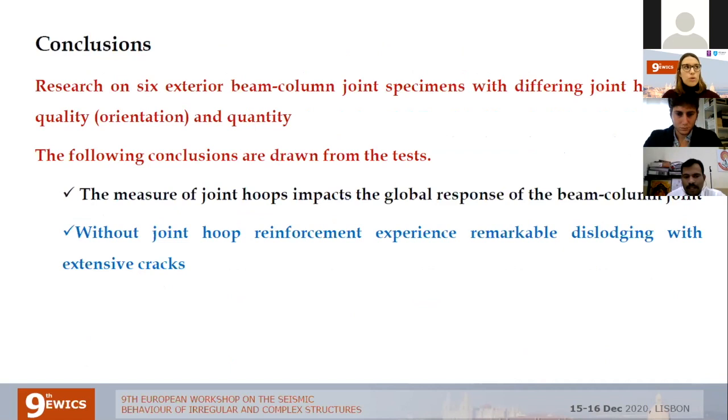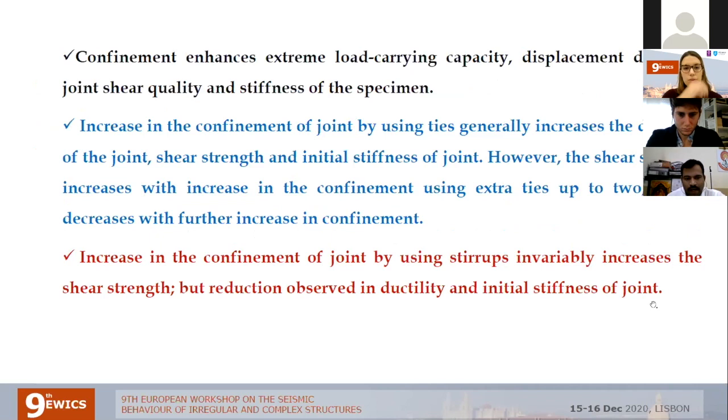The amount of joint hooks impacts the global response of the beam column joint, especially at high inelastic cyclic load reversal when the shear requirement at the intersection approaches the shear limit of the joint. The beam column joint specimen without joint hook reinforcement experiences remarkable dislodging with extensive cracks compared with the other types studied. Confinement in either direction, horizontal or vertical, enhances ultimate load carrying capacity, displacement ductility, joint shear property, and the stiffness of the specimen. However, ties are more effective than stirrups.